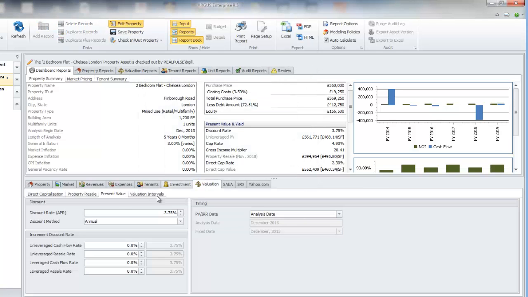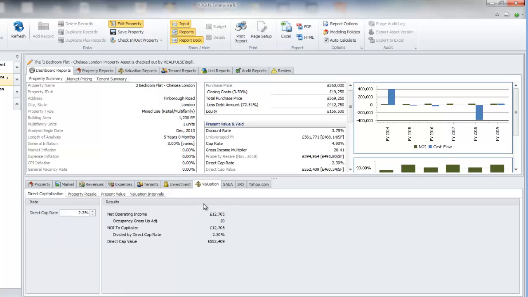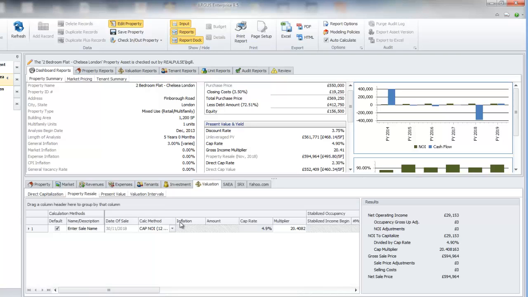Okay. Valuation. If we look at the direct cap basis, based on first year NOI, which is based on the leases that I have modeled, less the expenses, the net operating income works out to about £12,705, and if I use a direct cap of 2.3, the value is close to what we're expected to pay at about £550,000. So our yield or cap rate here in this instance is about 2.3%. We are going to run a discounted cash flow model as well, and we are going to work out the resale value at the end of 5 years.